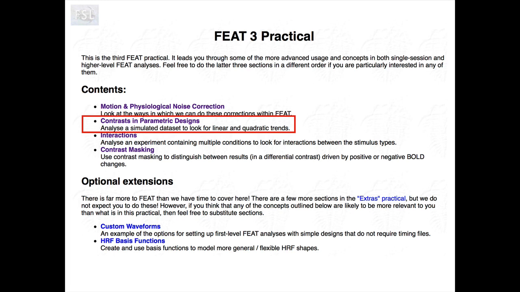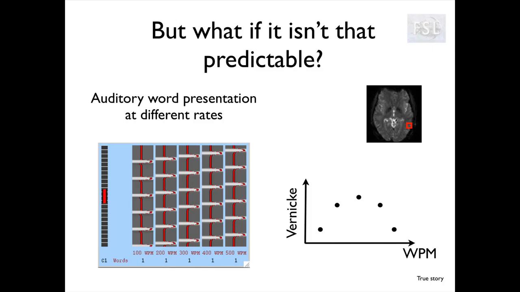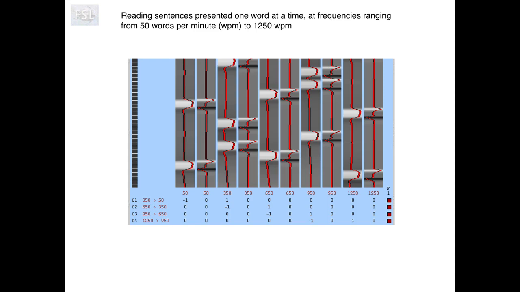And the example that we will look at is very similar to the one that was presented in the lecture. In the lecture, you saw an example of auditory word presentation at different rates. Here we have reading sentences presented one word at a time at frequencies ranging from 50 words per minute to 1,250 words per minute. Very similar to the lecture. First of all, you are asked to look at some pre-calculated results, and in particular to look at the first 4 contrasts that we set up and the F contrast.